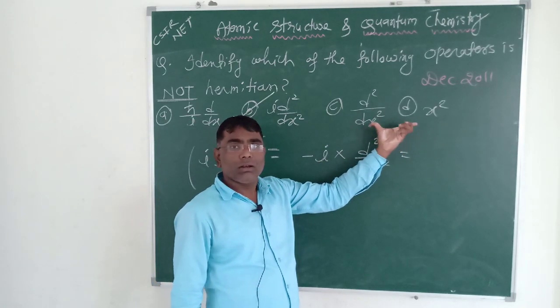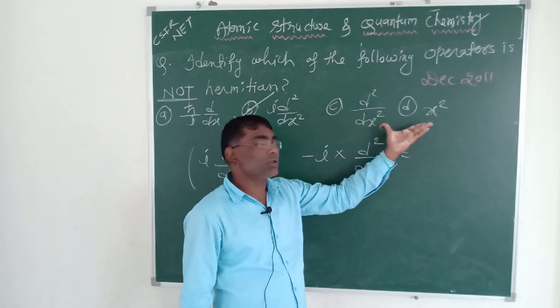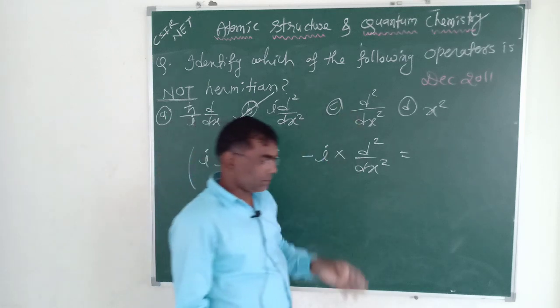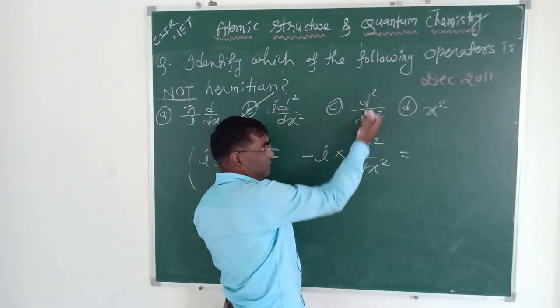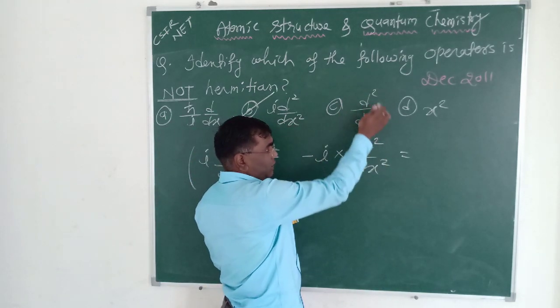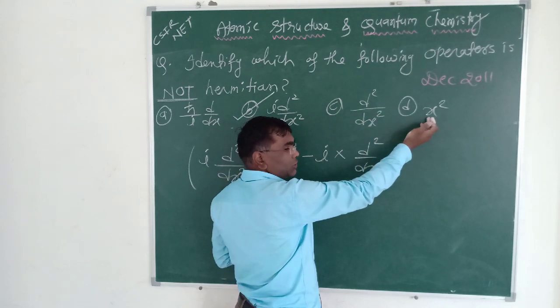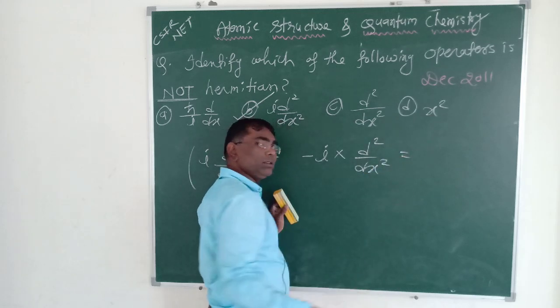Similarly, you can apply this for option C and option D also. If you apply my formulas in option C and option D, then you will find that these are also Hermitian operators. If the negative sign operates two times, then it will become positive, and the x squared, this is dimension x, y and z.